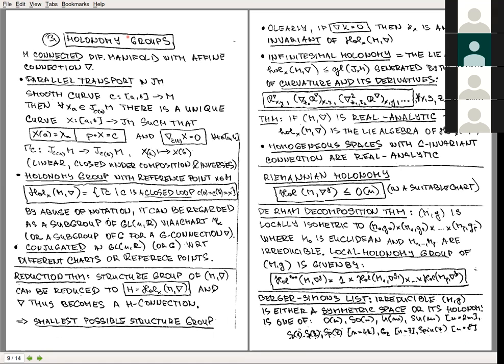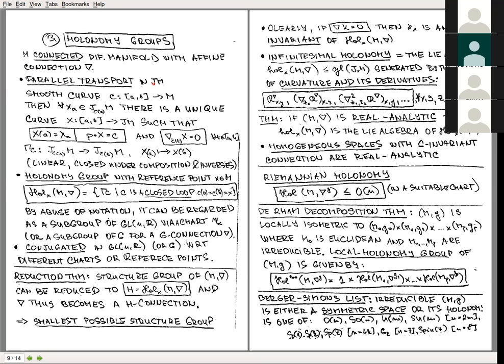So the next topic, which gives us some understanding of the structure group, are holonomy groups, which are defined for a differential manifold with connection, and for simplicity, we assume that the manifold is connected, so that we get conjugated holonomy groups on the whole manifold. So I just again recall that we have an affine connection, meaning a linear connection in the tangent bundle.